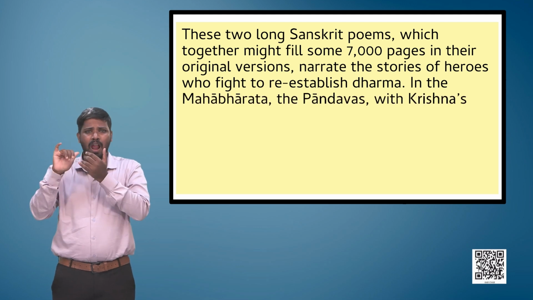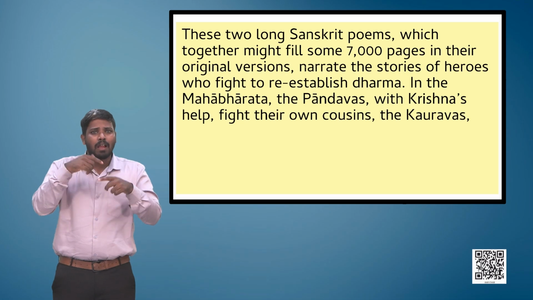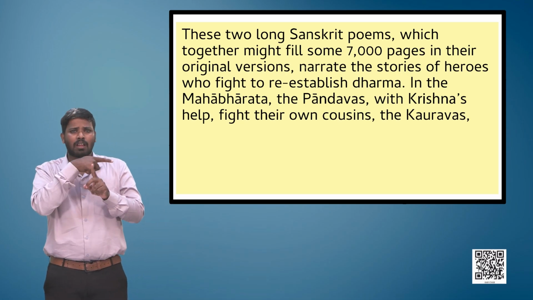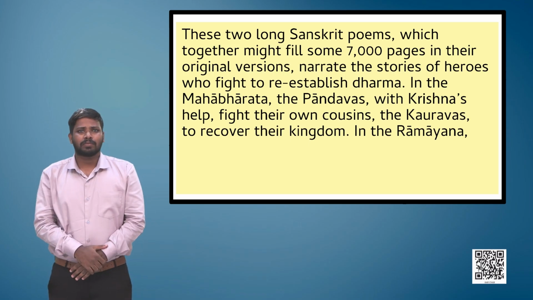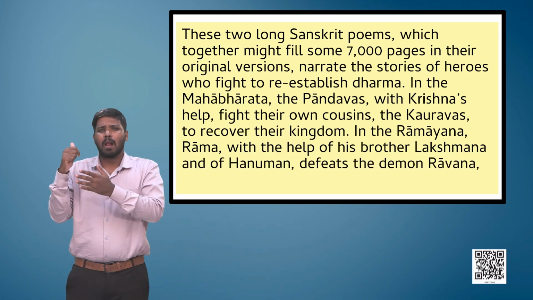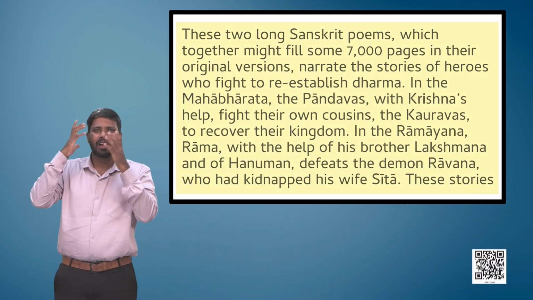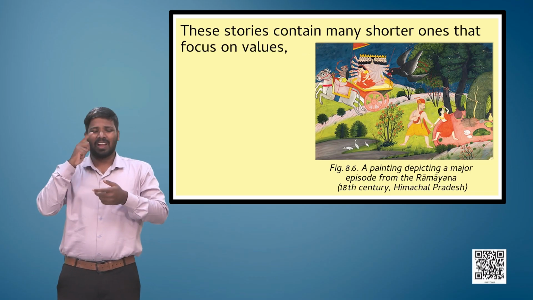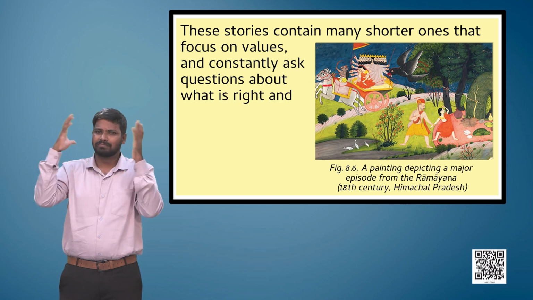In the Mahabharata, the Pandavas, with Krishna's help, fight their own cousins, the Kauravas, to recover their kingdom. In the Ramayana, Ram, with the help of his brother Lakshman and of Hanuman, defeats the demon Ravana, who had kidnapped his wife Sita. These stories contain many shorter ones that focus on values and constantly ask questions about what is right and what is wrong.